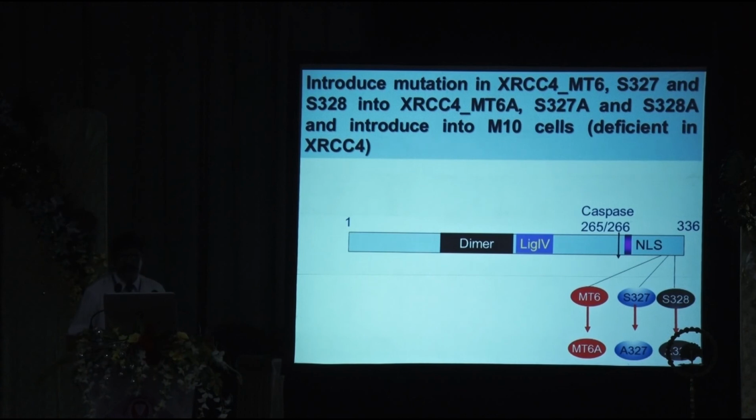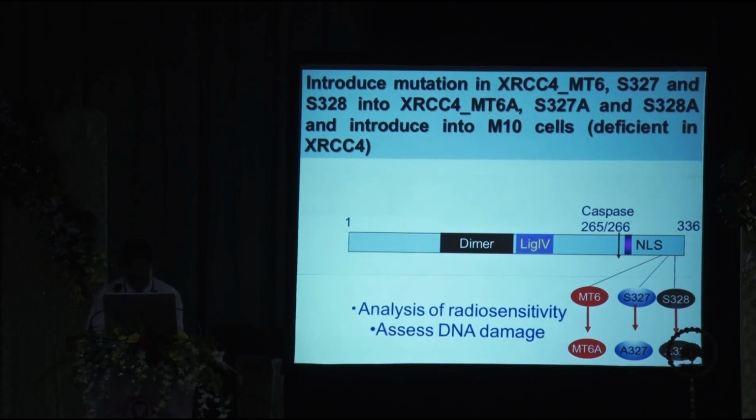In the next part, we just want to know whether these phosphorylation sites were really important in the cell or not. So what we did here, we mutated all these phosphoryl sites into alanine. We mutated threonine 323 into alanine, and S327 and S328 into alanine, and we analyzed the radiosensitivity and also assessed DNA damage repair capabilities of these cells.